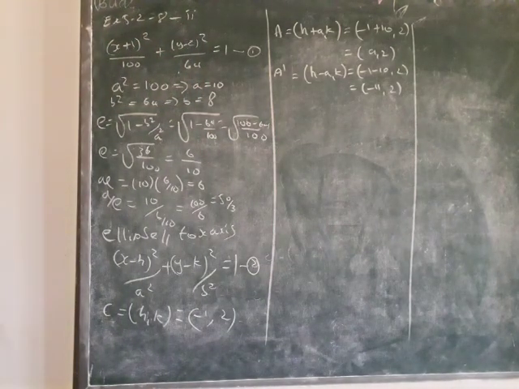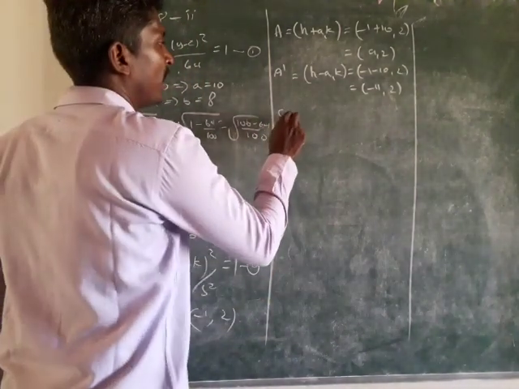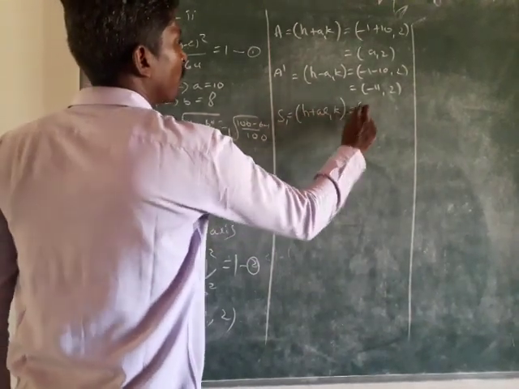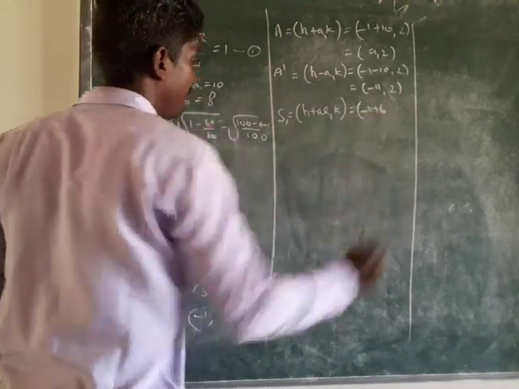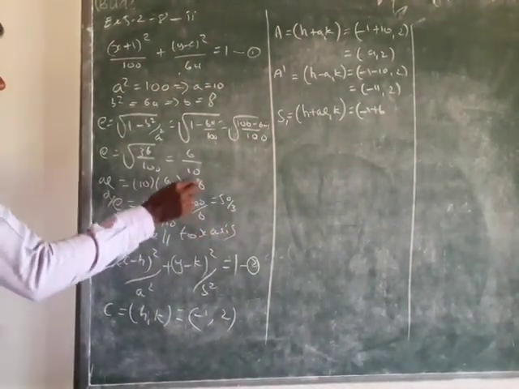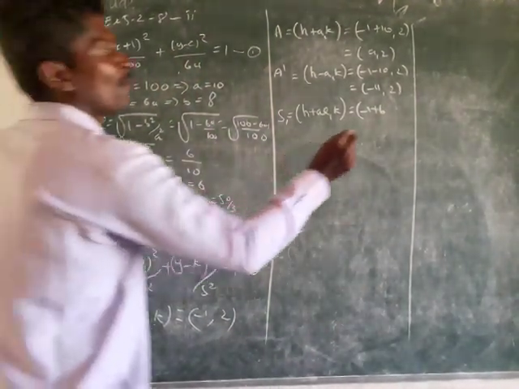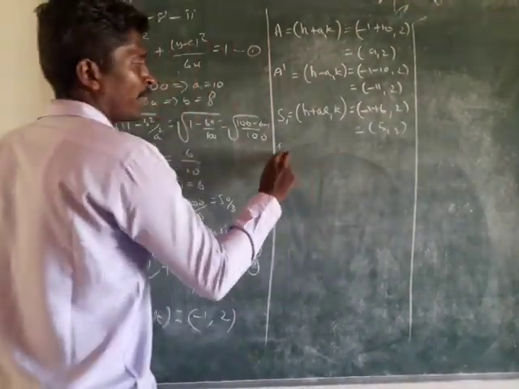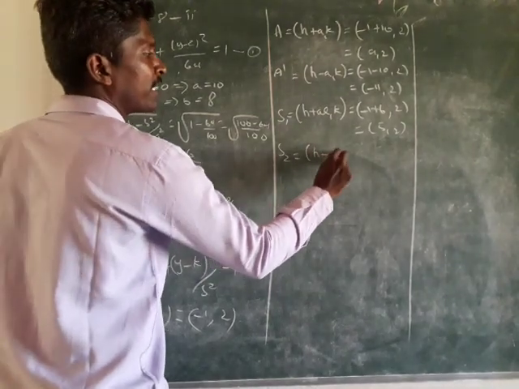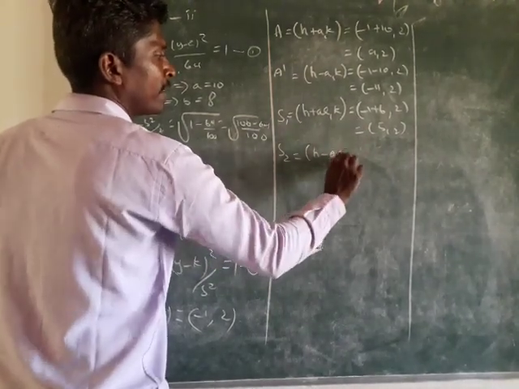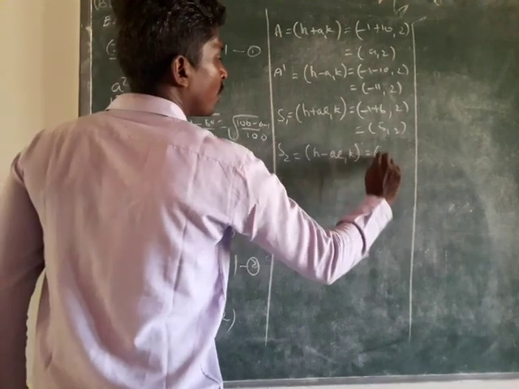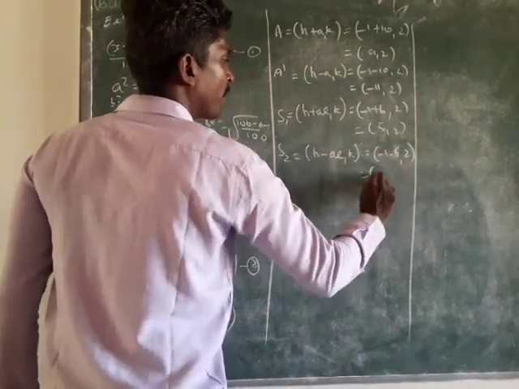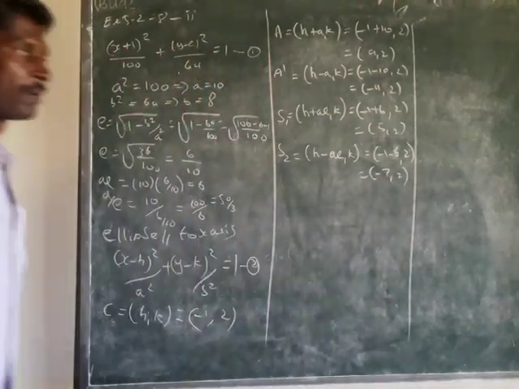Then you write the focus. S1 equals h plus ae comma k. So minus 1 plus 6, the ae value is 6 as we found. S1 equals 5 comma 2. Then S2 equals h minus ae comma k. So minus 1 minus 6 comma 2 becomes minus 7 comma 2.